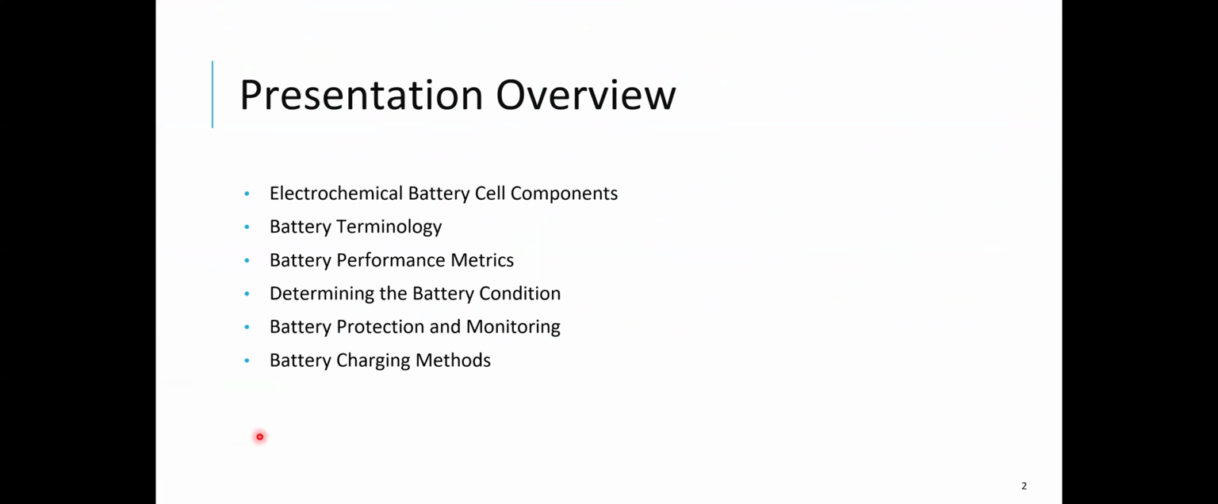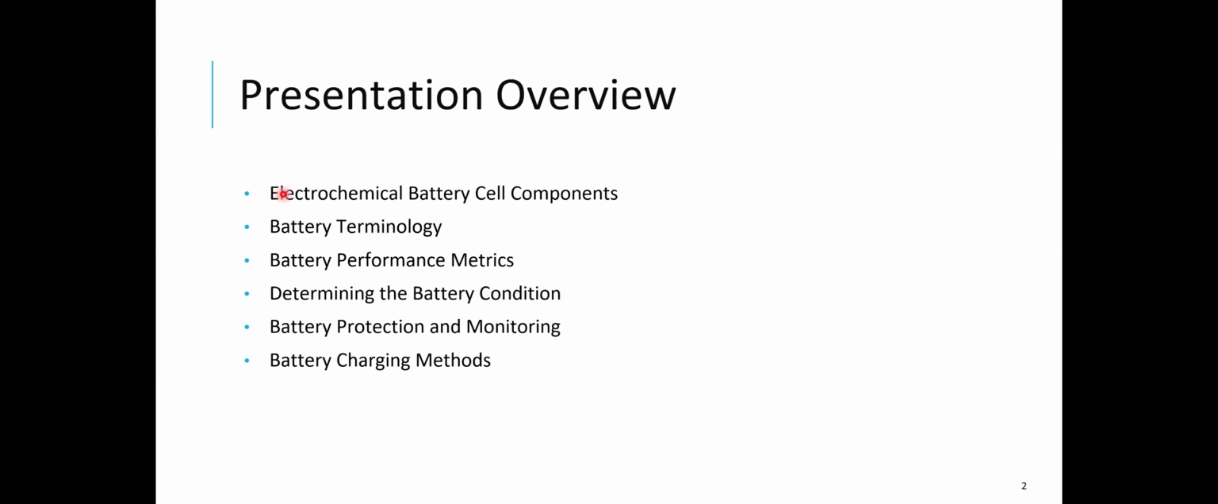So this is an overview of the presentation. We'll talk about the components of a battery cell. We'll introduce some terminology about batteries. We'll talk about battery performance metrics. We're going to talk about how we can determine the state of the battery, the state of charge of the battery or its condition. We'll talk about the battery protection and monitoring requirements. And finally, we'll talk about how we can charge a battery safely.